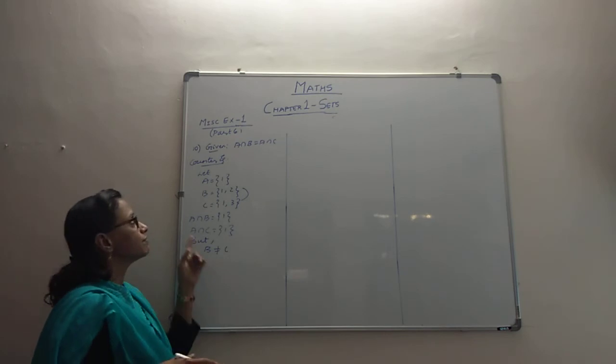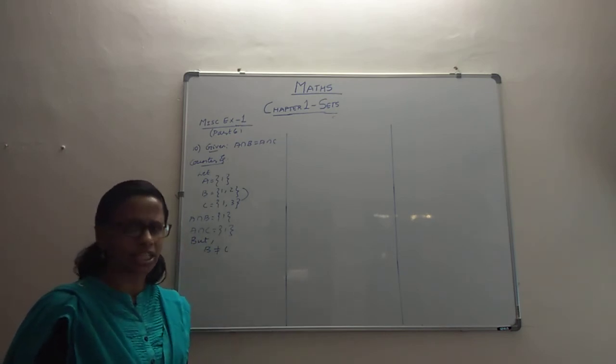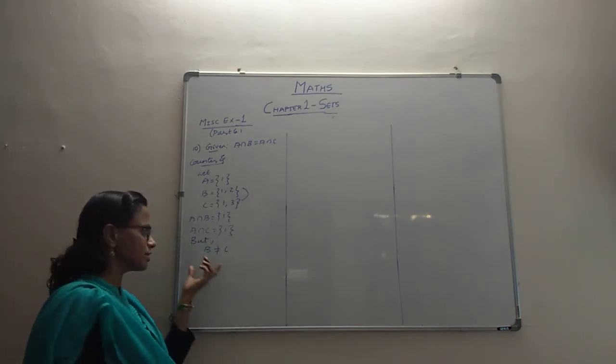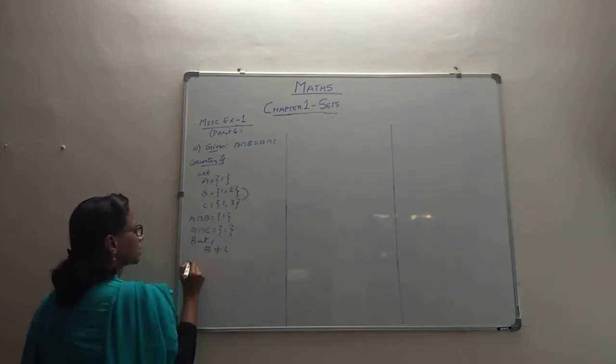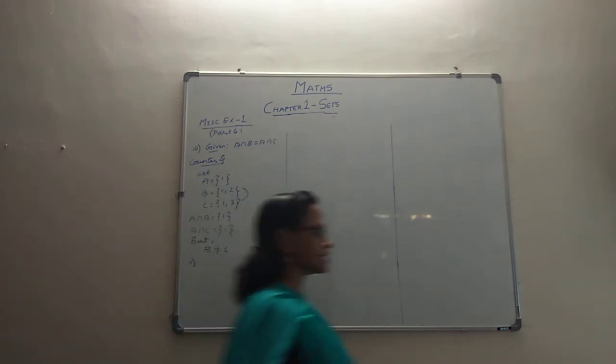It does happen that whenever A intersection B equal to A intersection C, it's not necessary that B should be equal to C. We can have examples like this. That's how we show it by this counter example. Now quickly we go to the 11th question and see what they say.